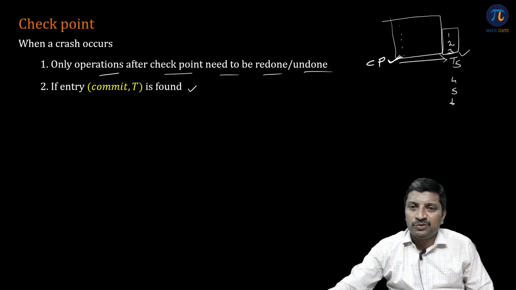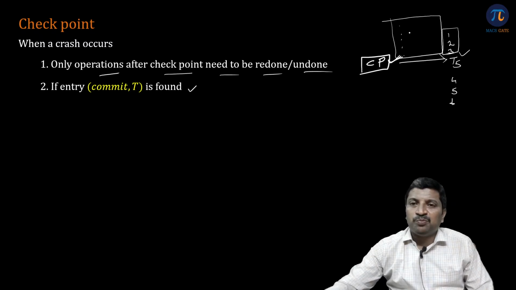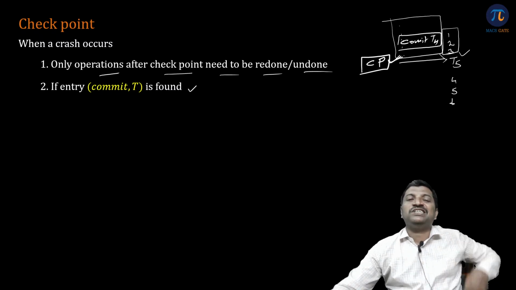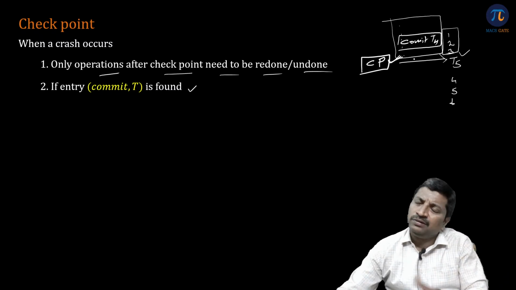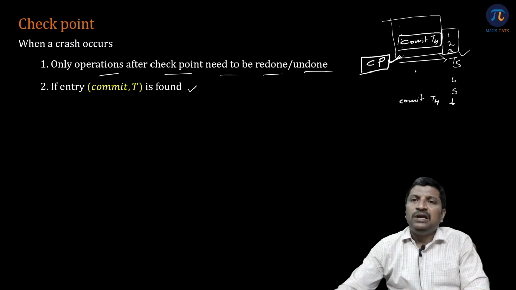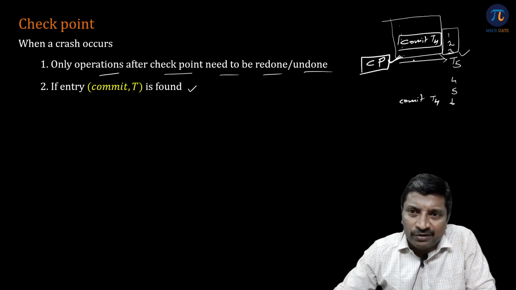This is my checkpoint. Suppose a commit is found here, commit T4. What does it mean, sir? T4 successfully completed before the checkpoint. Forget it. Suppose a commit is found here.